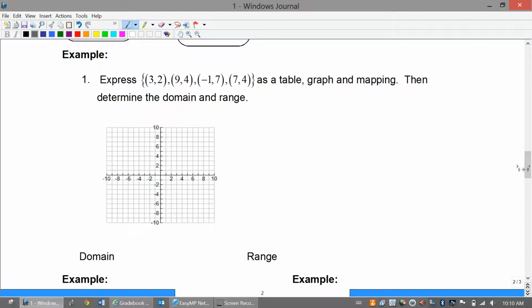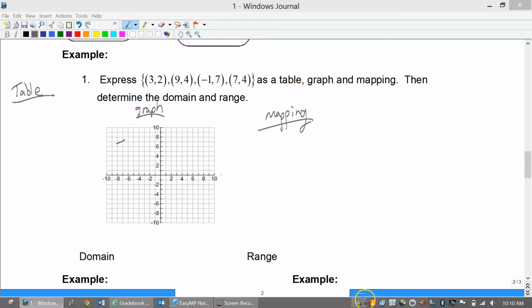Okay, what I want you guys to do as a group, as your study team, is represent it as a table, a graph, and a mapping from an ordered pair. Go as your study tables, and then come to a collective decision, of course, and let me know if your whole study table needs some help on it.